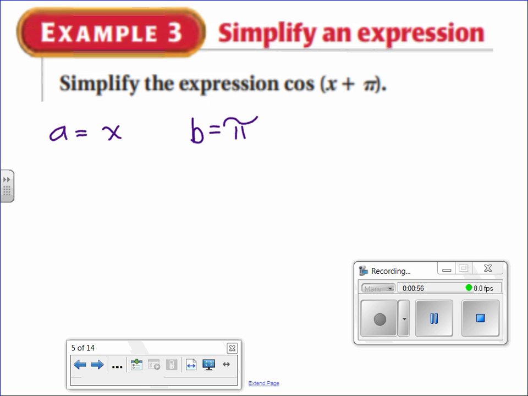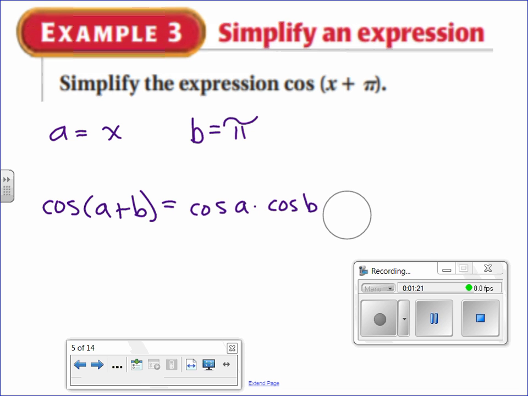And then I'm going to need your help determining what formula to use. So there's 6 formulas to choose from. Which one should we choose? Cosine A plus B is correct. So I'll just jot down the formula we'll be utilizing. Cosine A, cosine B, minus, it's a plus, minus sine A, sine B.